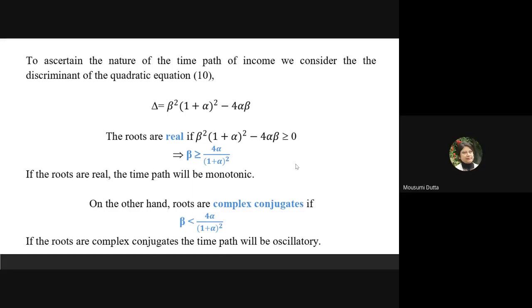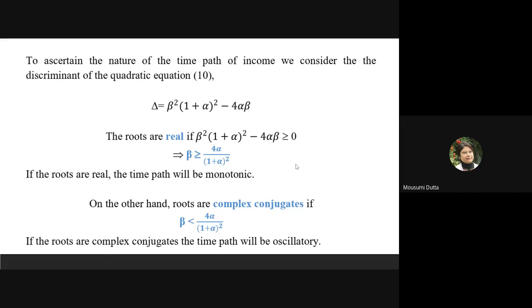Also, I'm adding the point, if roots are real, the time path will be monotonic. On the other hand, roots are complex conjugates if beta is less than 4 alpha by 1 plus alpha whole square. If the roots are complex conjugates, the time path will be oscillatory. So for the second order difference equation, remember, if roots are real, the time path will be monotonic. If roots are imaginary or complex conjugates, the time path will be oscillatory in nature.